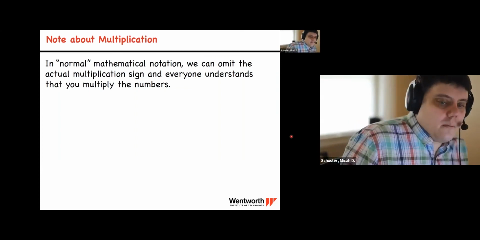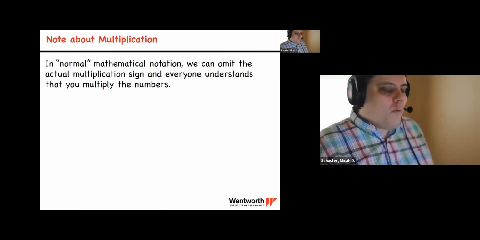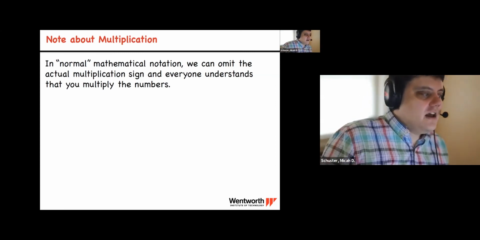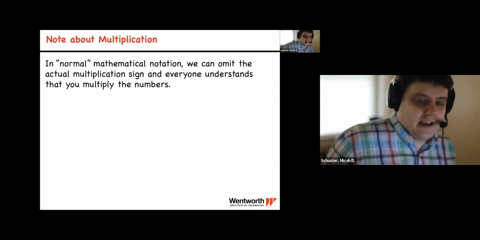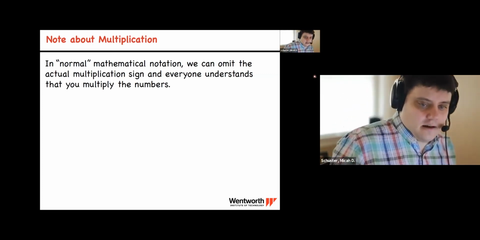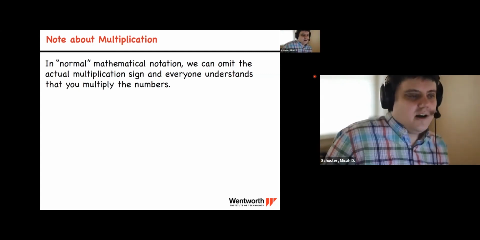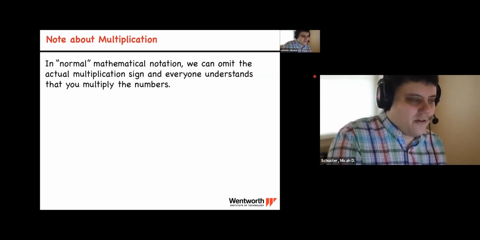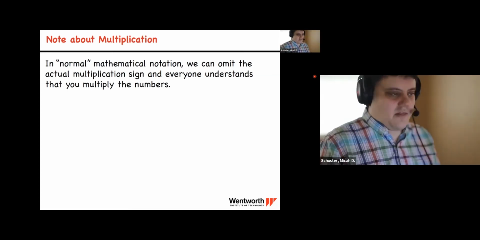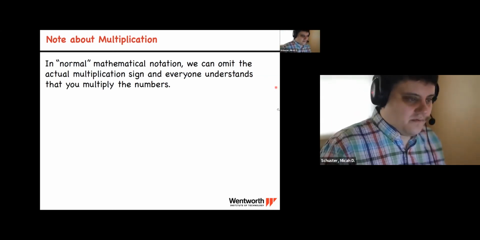I have a quick note about multiplication as well. In normal math notation, when you're writing homework by hand for a math class, you omit the actual multiplication sign. So you might say something like y equals 5x, and that would be it. Sometimes you might put a dot for the multiplication, but for the most part, when I was doing my math homework, I wouldn't include the multiplication sign. It's intuitive: we understand that it's 5 times x when I just write 5x.